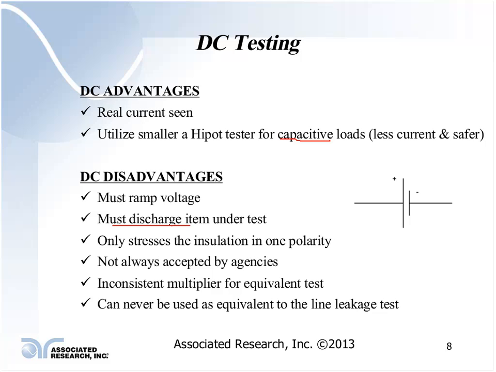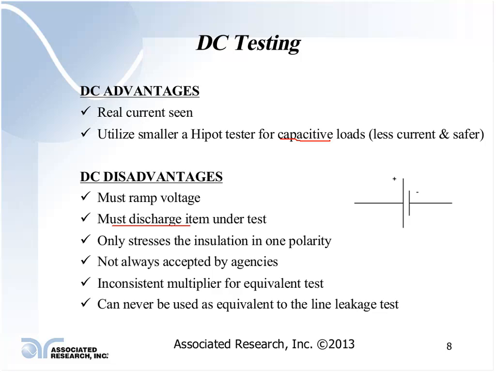In doing DC testing, typically you have to ramp up the voltage to allow for the capacitance of your product to charge up. And that ramp time is a function of whatever your test voltage is, your trip setting, and the capacitance of the item that you're testing. So that's kind of an experiment in how long of a ramp time you actually need based upon the product that you're testing. One disadvantage: it is only stressing the insulation in one polarity. Some types of insulating material are polarity sensitive.